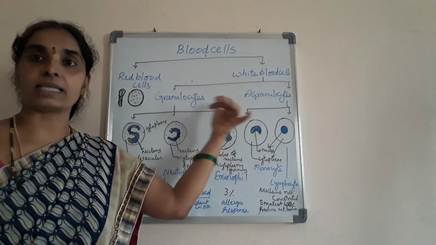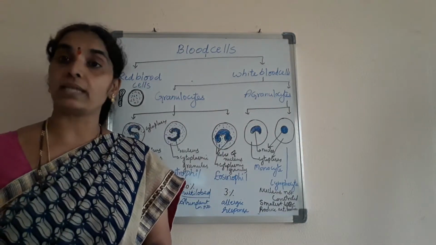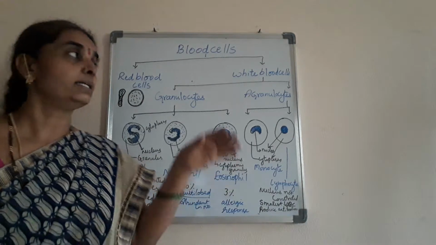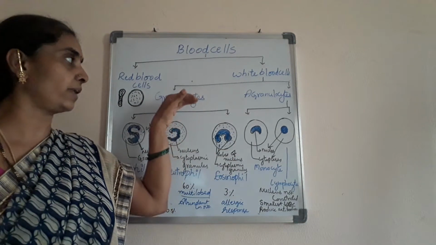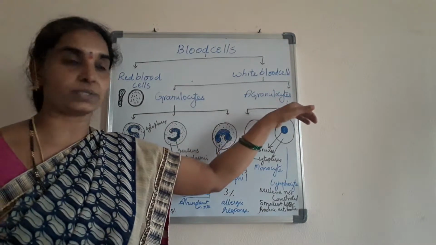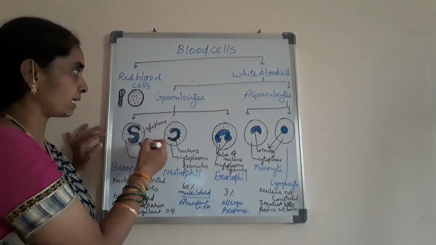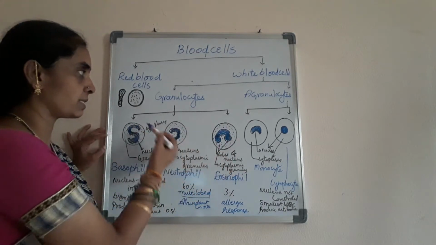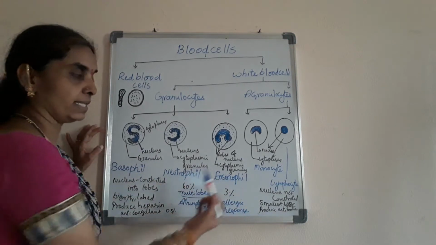Next, white blood cells. They are divided into granulocytes and agranulocytes. Granulocytes, the name itself tells us that grain-like structures are present inside the cell. Those in which grains are absent are called agranulocytes or non-granulocytes. If you see the structure of granulocytes, they are again divided into three types: basophils, neutrophils and eosinophils.